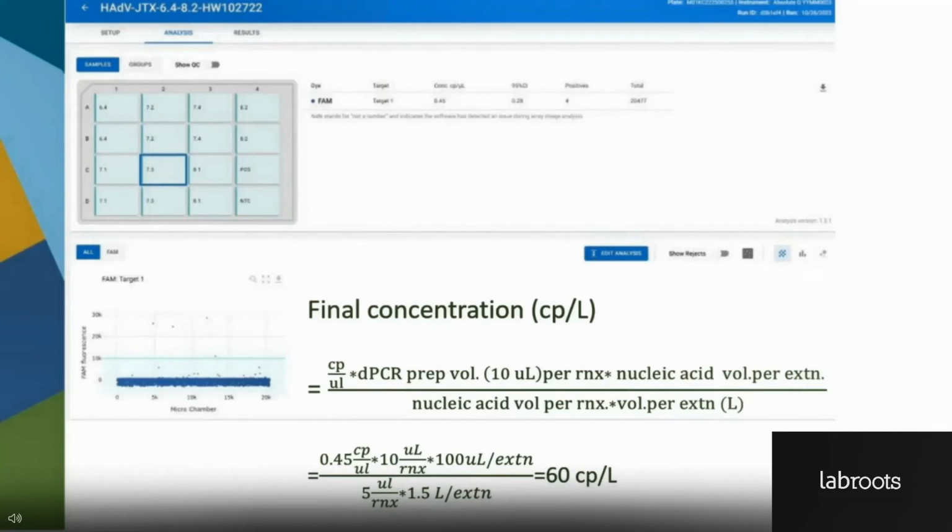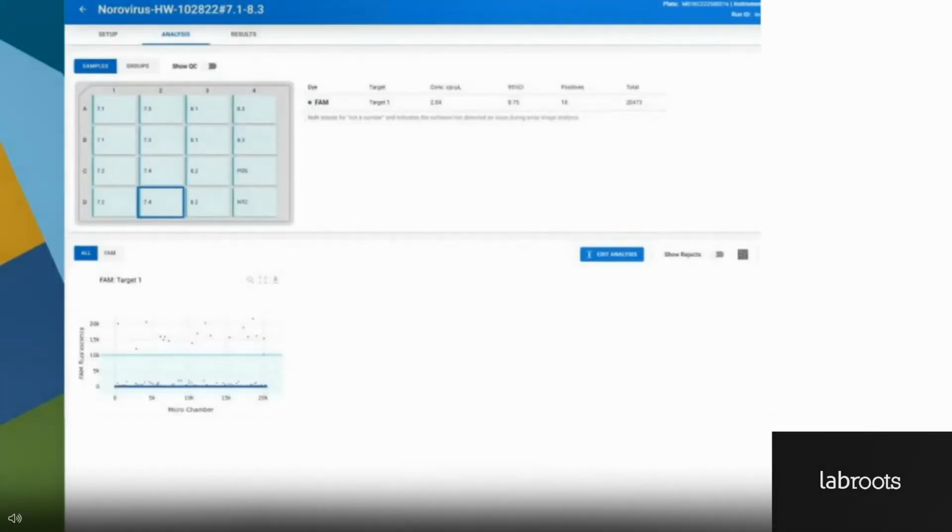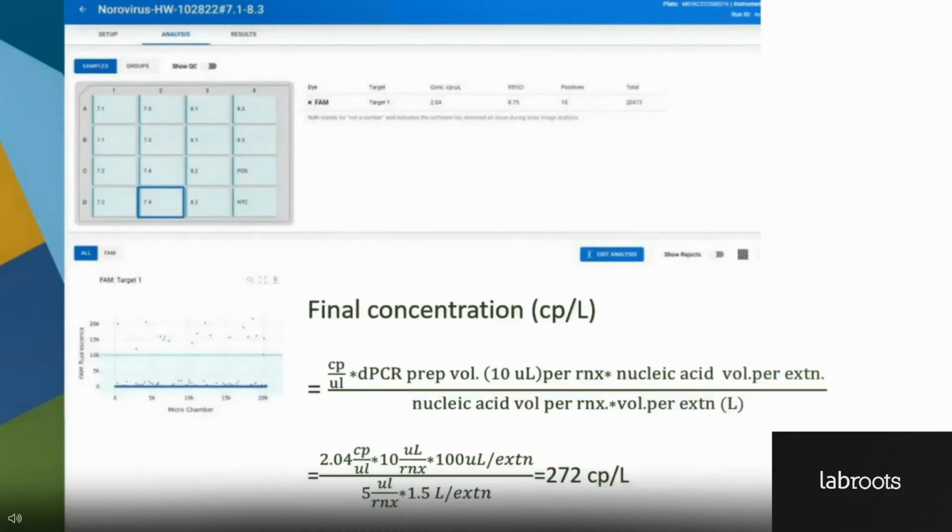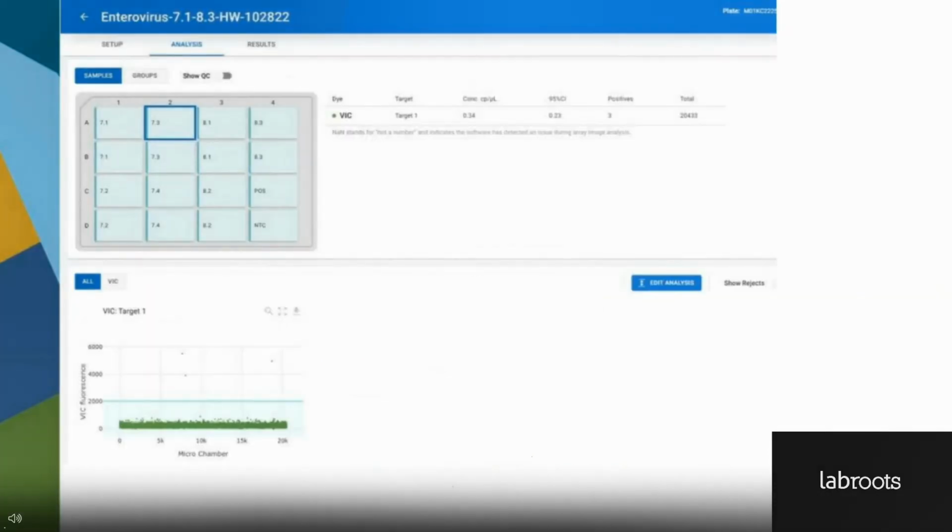After we do the back calculation, we found that the concentration of the human adenovirus associated with this particle is 60 copies per liter. We also detected the norovirus from the secondary effluent particle samples as well, for a final concentration of 272 copies per liter. And also we found enterovirus from the secondary effluent particle samples.